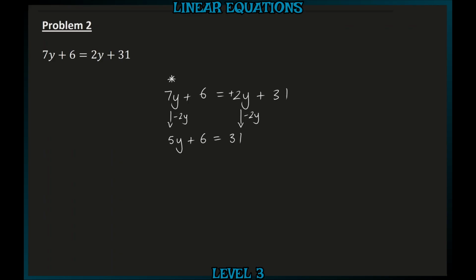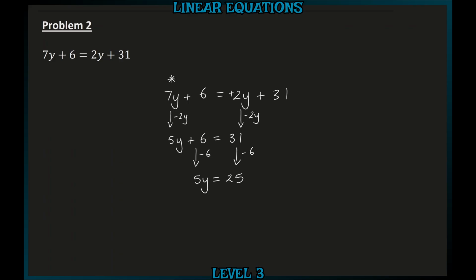Going back to the left, we now need to remove the plus 6, so we use its inverse, which is minus 6, and do the same on the right. On the left, the plus 6 and the minus 6 cancel out, so we're left with 5y, and on the right, 31 minus 6 is 25.